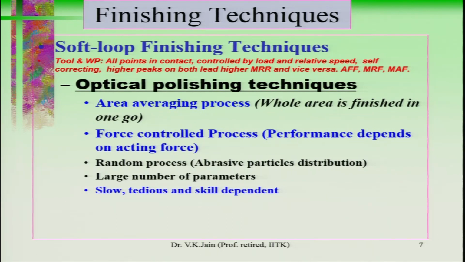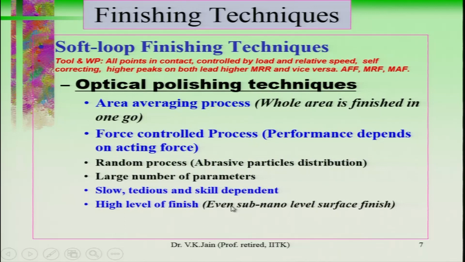Finishing rate is comparatively very slow if you compare it with, say, diamond turn finishing. It is a tedious and skill dependent process, and a high level of finish can be obtained, even sub nano level of surface finish can be obtained with a new process developed at IIT Kanpur, the chemo-mechanical magnetorheological abrasive flow finishing process. We were able to achieve 0.456 nanometer, that is 4.56 angstrom surface finish on the single crystal silicon wafer.